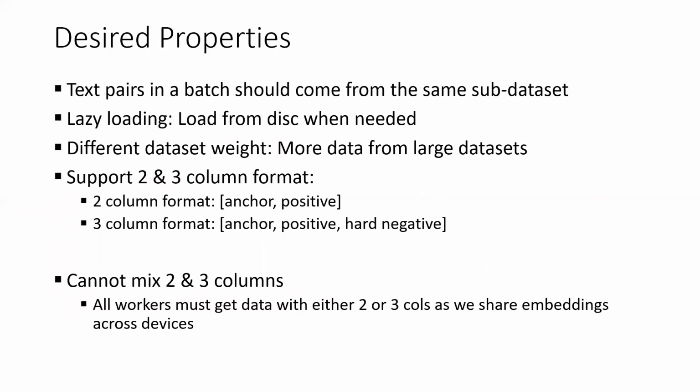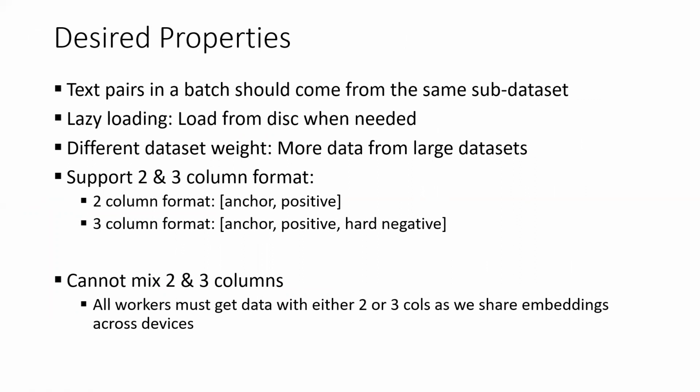So when you train with the 3-column format, you have a separate mining process for hard negatives. Okay, so there are two ways. Either you can exploit some structure in the data.